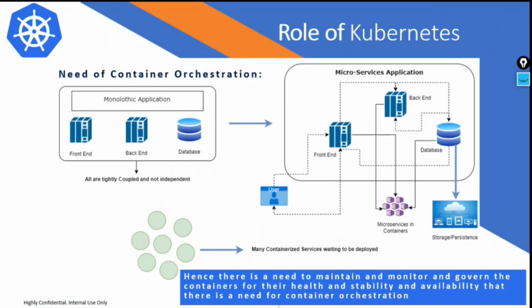Now, coming to the role of Kubernetes. As I said, this is the monolithic application where you have the front end, back end, and database. Front end is all the applications which are running on the front end. It can be Angular, it can be React, it can be Vue, it can be Oracle Financials. So many things are running in the front end. Then there is the back end.